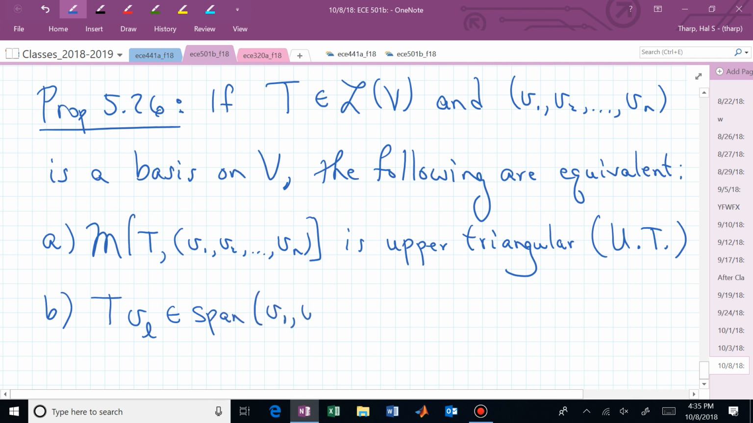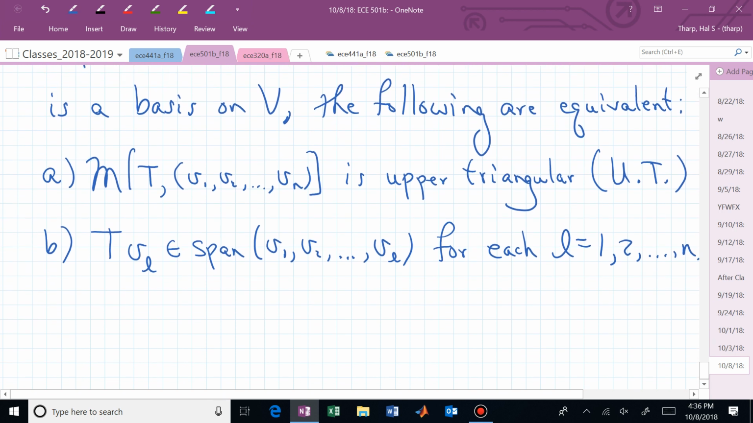of V sub 1, V sub 2, up to V sub L for each L up to n. There's that nesting property that we've talked about. So if we have an upper triangular matrix, then you give me one of those basis vectors, then if I operate on it by the linear operator, then the result of that is going to be in the span of that basis vector and all preceding basis vectors.